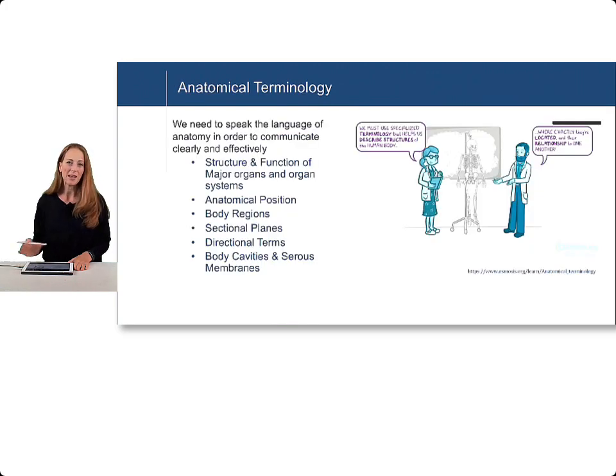So anatomical terminology is really about getting some of the basic language of anatomy. And in this next couple of minutes, we're going to talk about structure and function of the major organs and organ systems, anatomical position, body regions, sectional planes, directional terms, the body cavities, and the serous membranes within the body cavities. At the end of this lecture, I would also highly suggest that you review the Osmosis video on anatomical terminology. It's a great video and it's going to repeat some of what we're talking about here, but also provide some nice additional visuals.